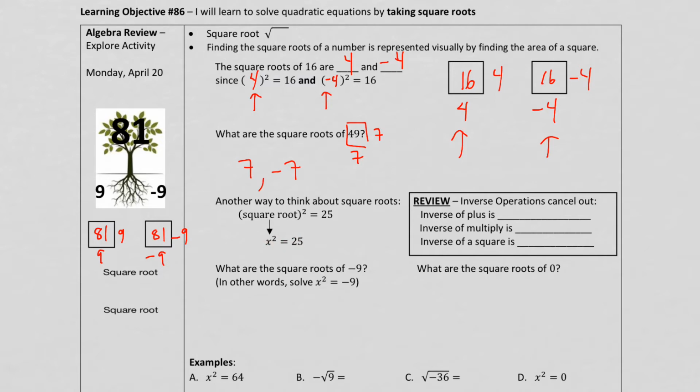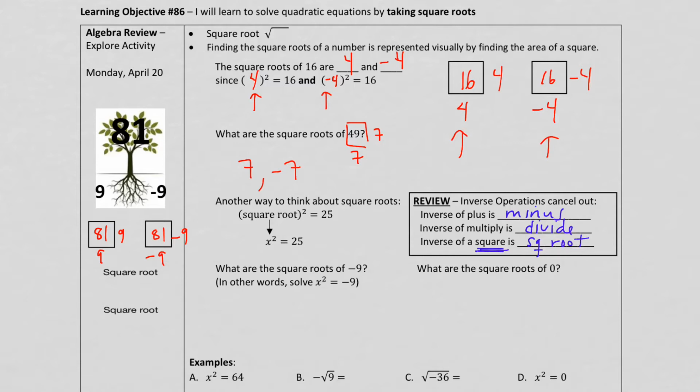Before we do that, I do want to review briefly with you guys some different inverse operations. An inverse means an opposite, and opposites undo each other or cancel each other out. So as a review, the inverse of plus we know is minus. The inverse of multiply we know is to divide. So the inverse of a square is a square root. What that means is, if I happen to have a square in a question, I can undo it by square rooting it. Those two symbols will cancel each other out and then they disappear from the problem.